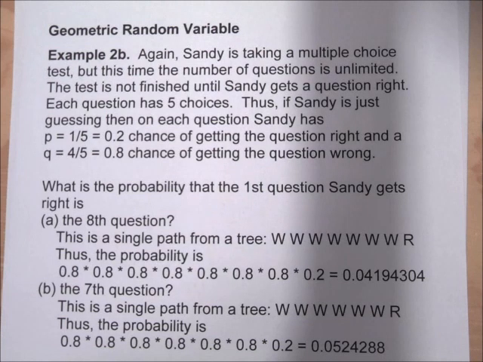So again, Sandy has taken a multiple choice test, but this time the number of questions is unlimited. The test is not finished until Sandy gets a question right. Each question has 5 choices. Thus, if Sandy is just guessing on each question, Sandy has p equal 1 out of 5, or 0.2 chance of getting a question right, q equal 4 out of 5 equal 0.8 chance of getting a question wrong. What is the probability the first question Sandy gets right is the 8th question?